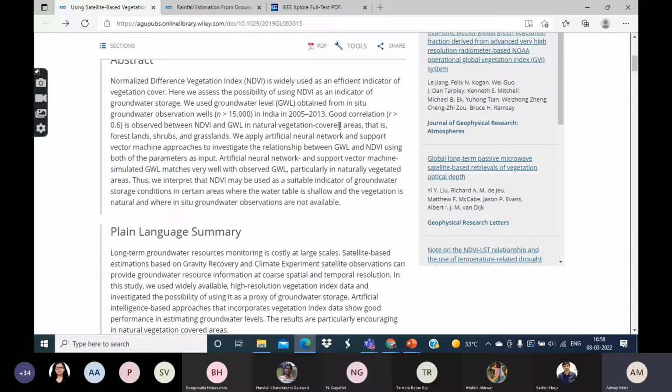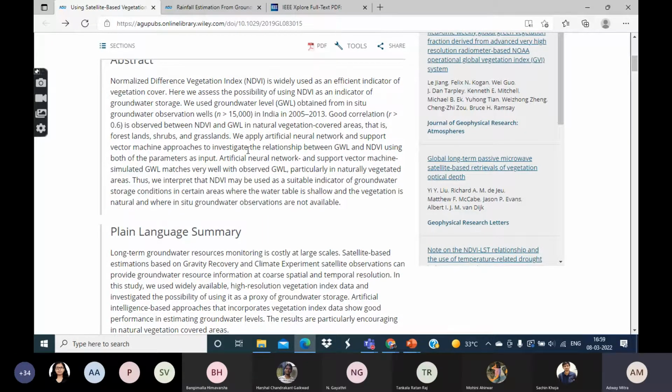Now, good correlation is observed between NDVI and GWL, meaning groundwater level, in natural vegetation covered areas, that is forest lands, shrubs and grasslands. We apply artificial neural network and support vector machines to investigate the relationship between GWL and NDVI, using both the parameters as input. Next, artificial neural network and support vector machine simulated GWL matches very well with observed GWL, particularly in the naturally vegetated regions.